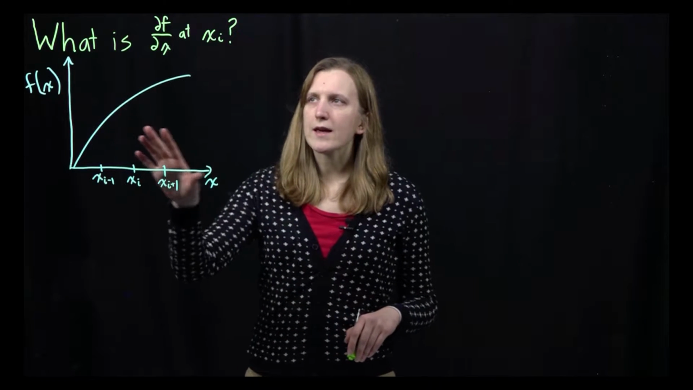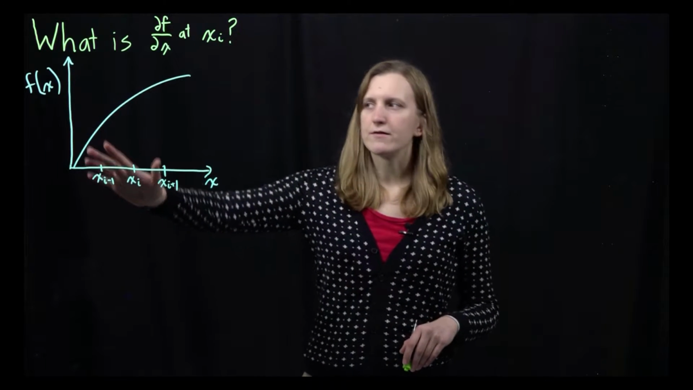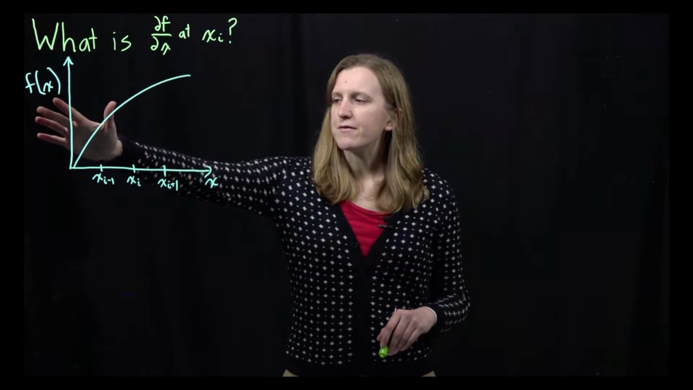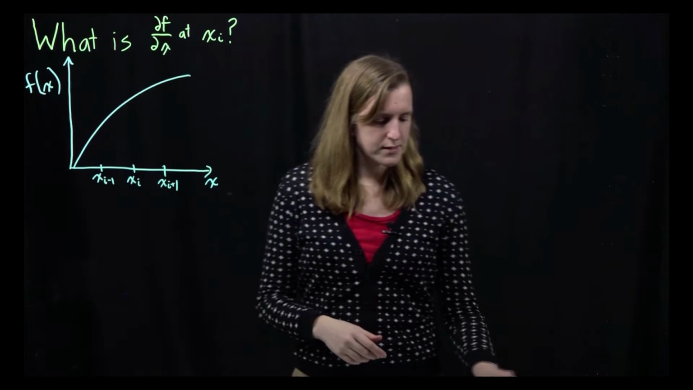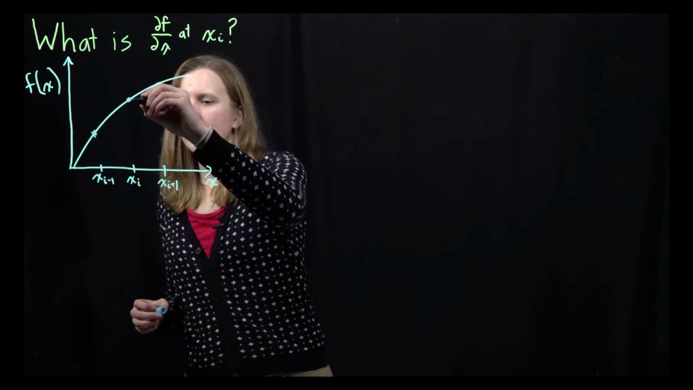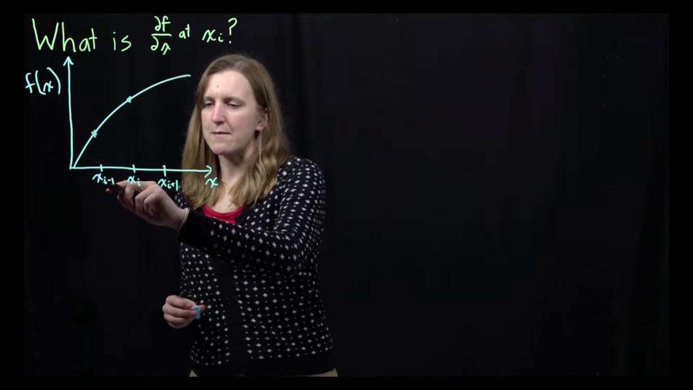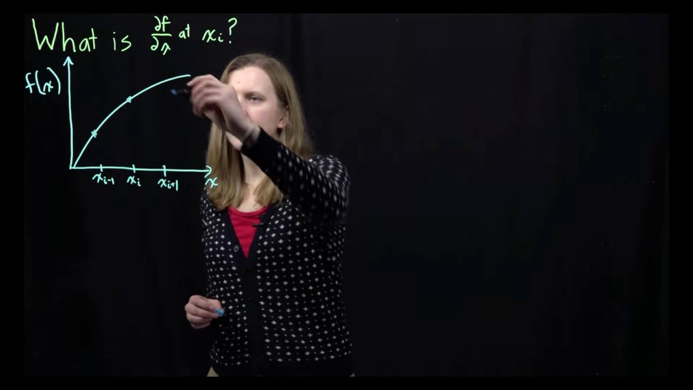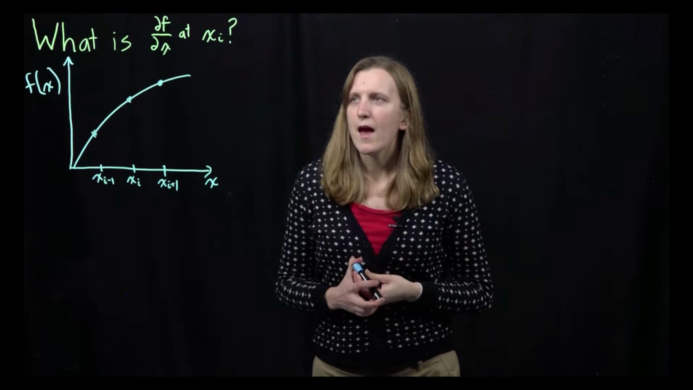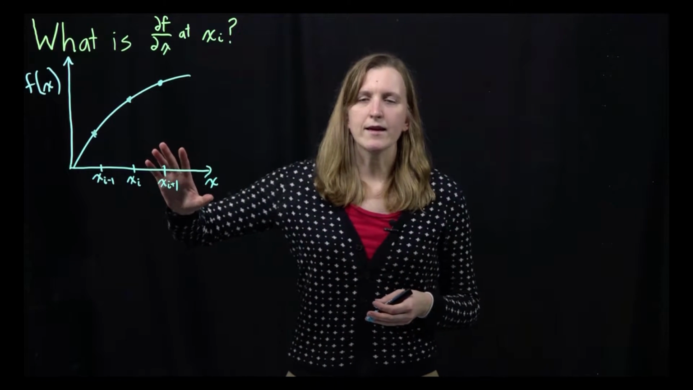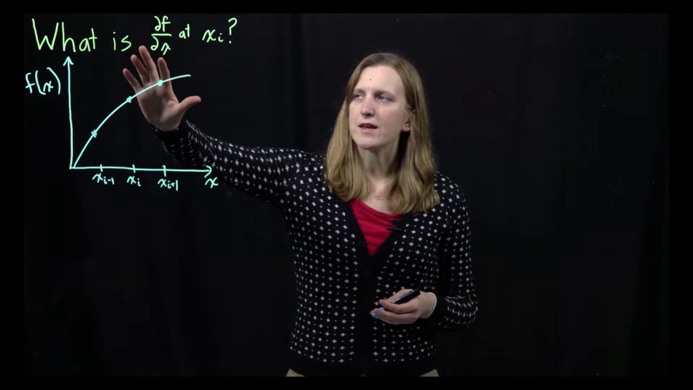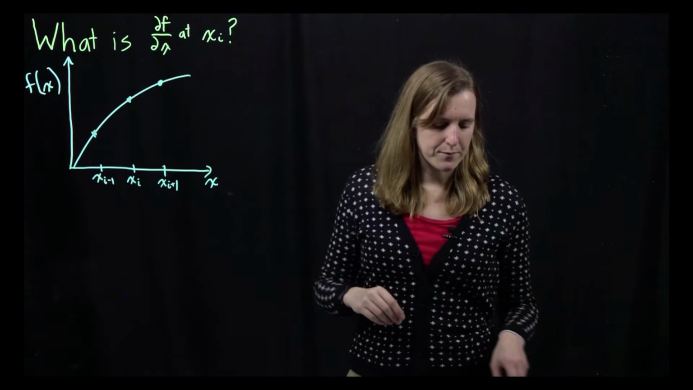And so what we're going to look at is this general curve f of x. We know it at specific points. We know its value at xi minus 1, we know its value at xi, and we know its value at xi plus 1. What we are going to be solving today is this derivative, df dx, at this specific point.